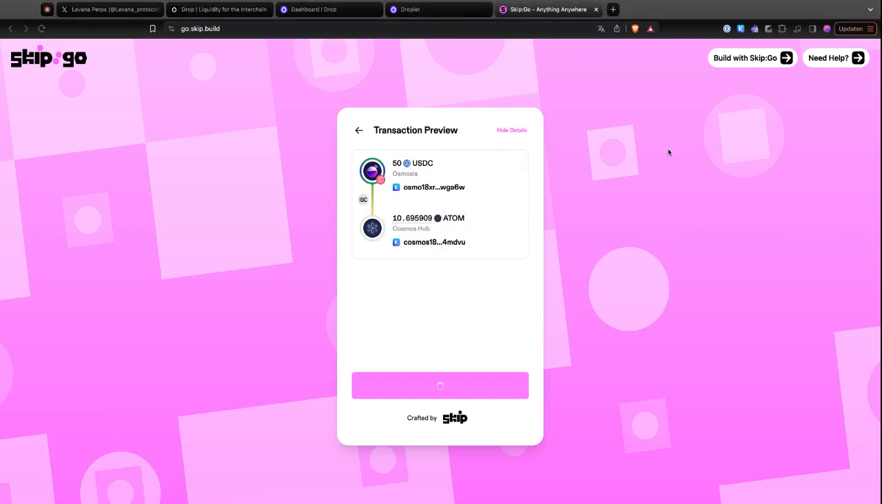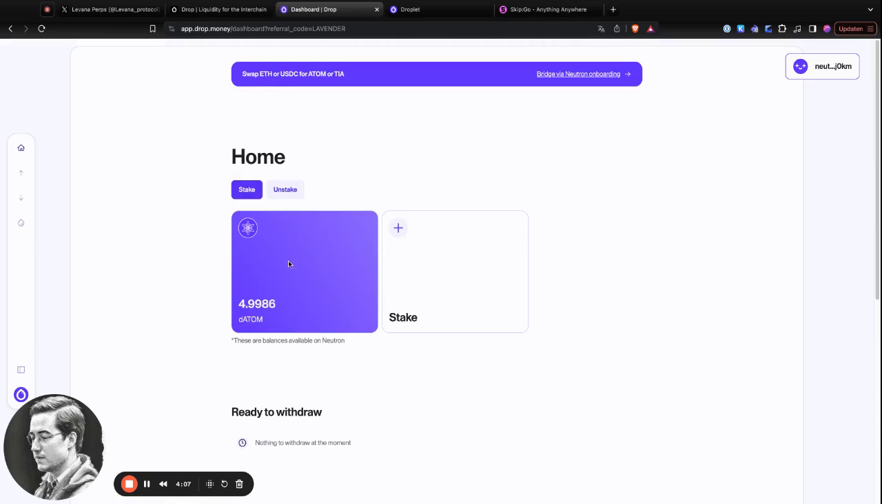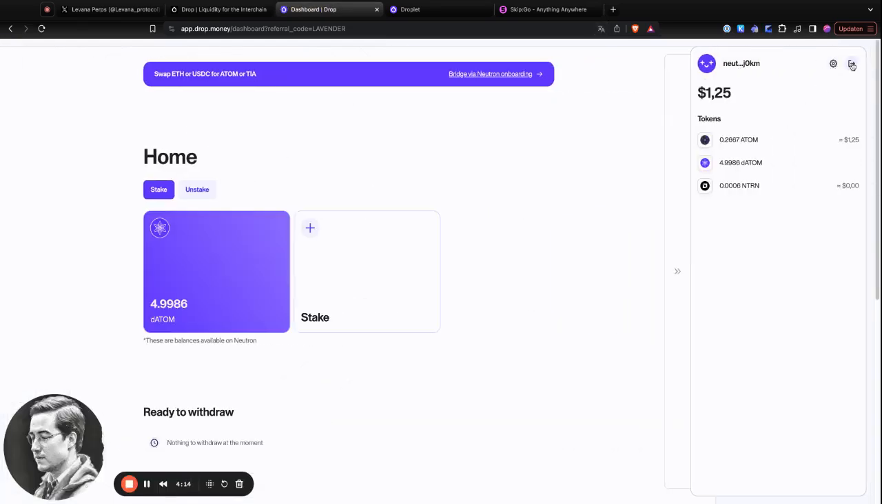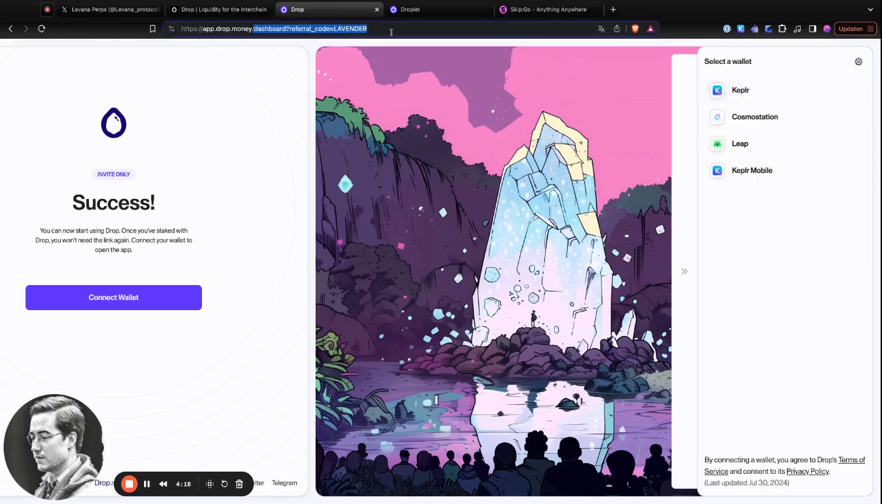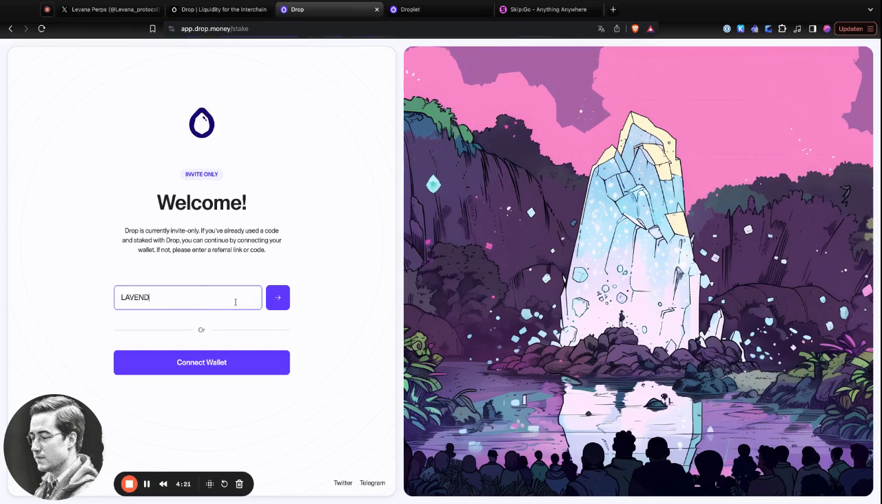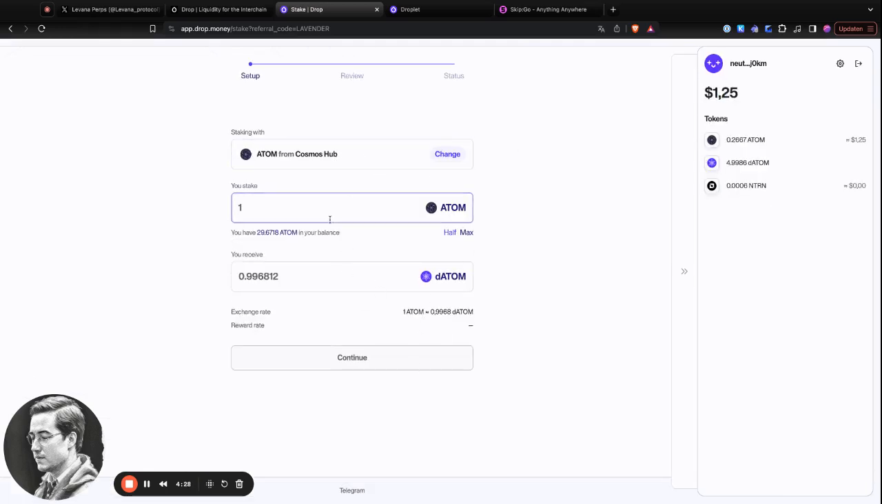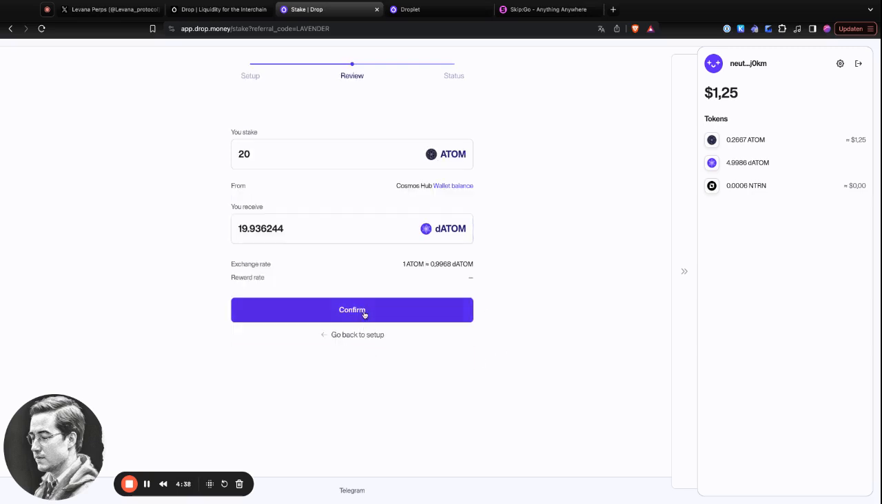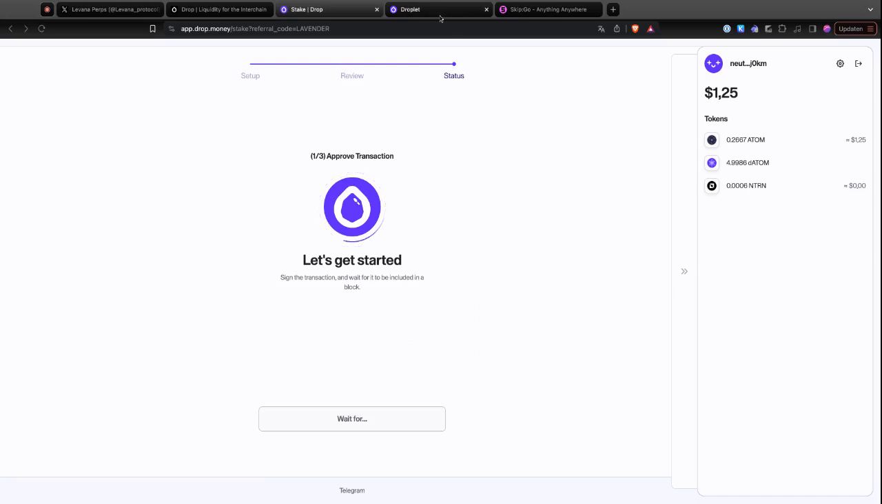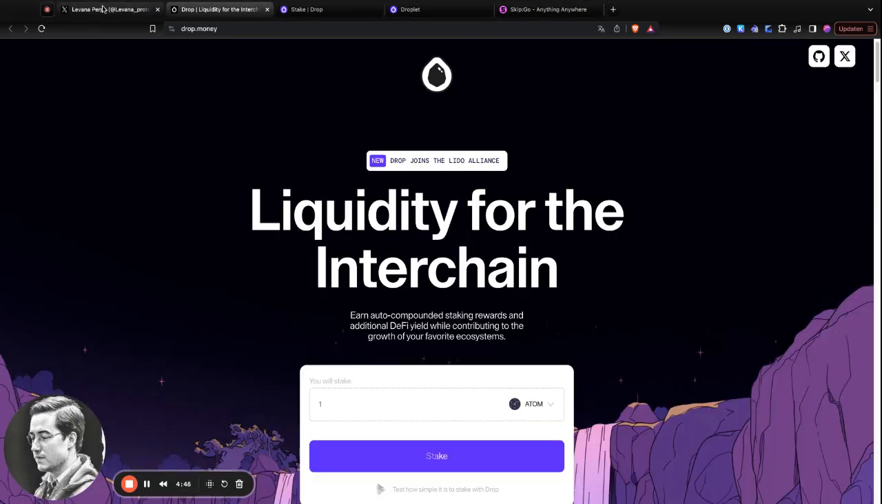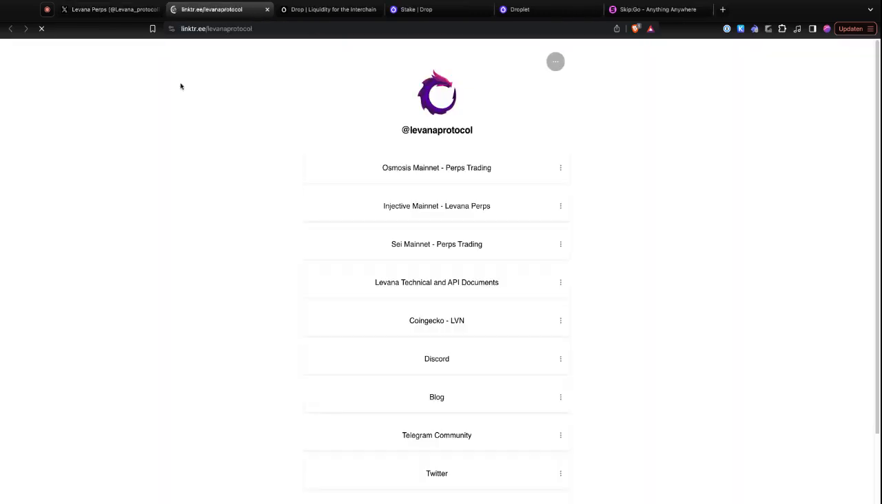So the first action is you go to Drop and stake some more assets. If I go back to the homepage and disconnect my wallet, as if I am you, you're going to go to app.drop.money. They're going to ask you for a code. You're going to type lavender and then connect your wallet. Then you can go through the staking process. We've already done this before, so I'm just going to do it right now. I'm going to stake another 20 Atom to get more dATOM. I'm going to confirm, go through the transaction process, and then I'm going to go to Levana. I'll also go through the official links. We go to the link tree.